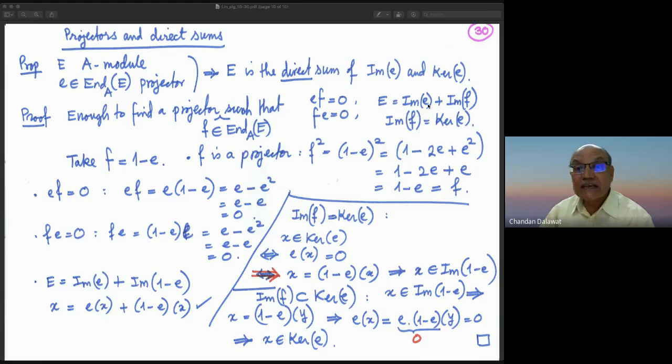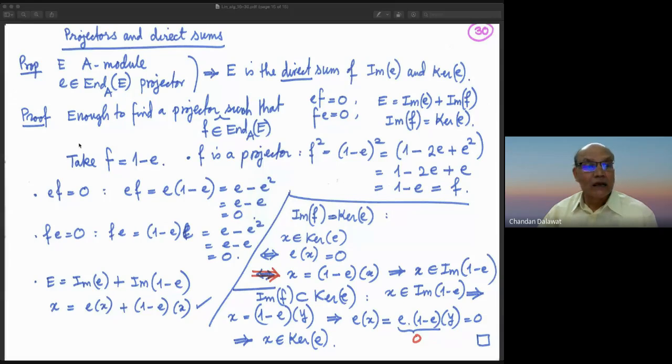And such that E is the image of little e and the image of little f. And finally, to show that the image of little f is the same as the kernel of E, then in this equation I'll replace the image of f by the kernel of E, and I'll get E as a direct sum of the image of E and the kernel of E, which is what is being claimed. Okay, so I have to find a projector F with these properties.